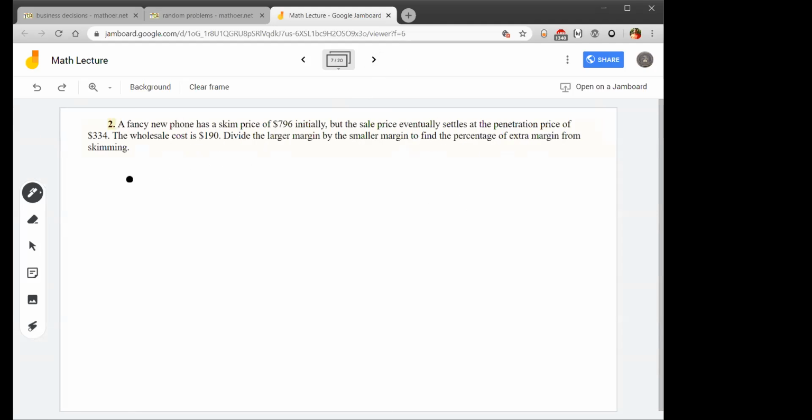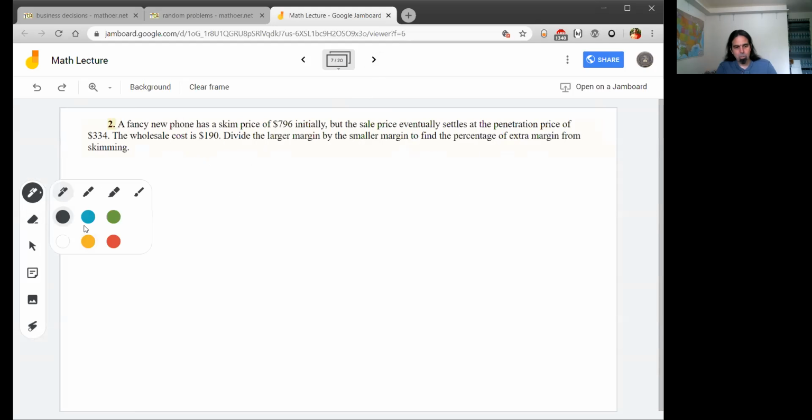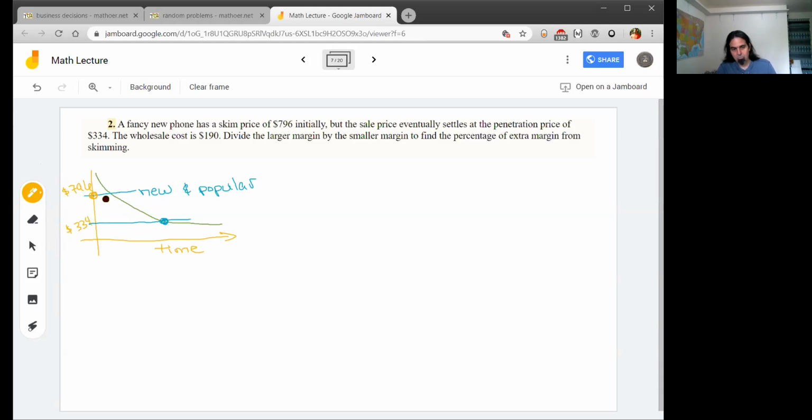The new phone has a skim price. So remember how skim price worked. The price of something went down when it was new and popular. It was at $796. But later on, after everyone has one, then it's only $334. Remember that graph from last time?